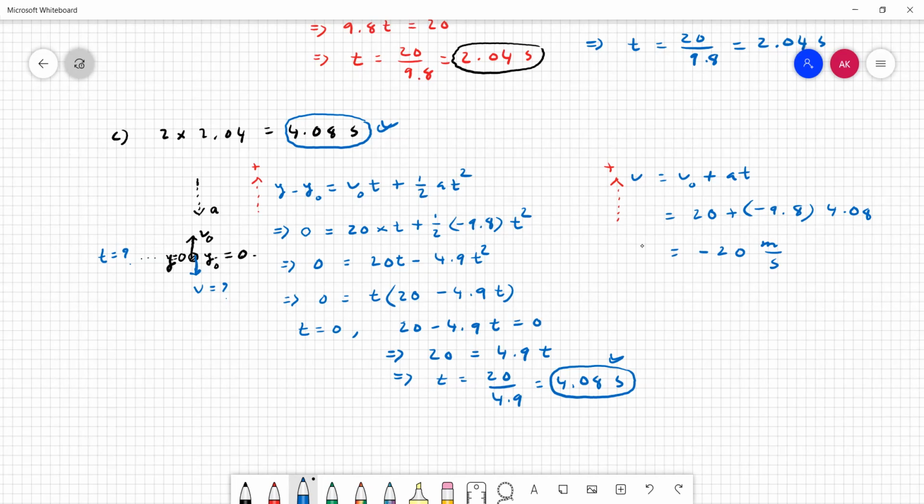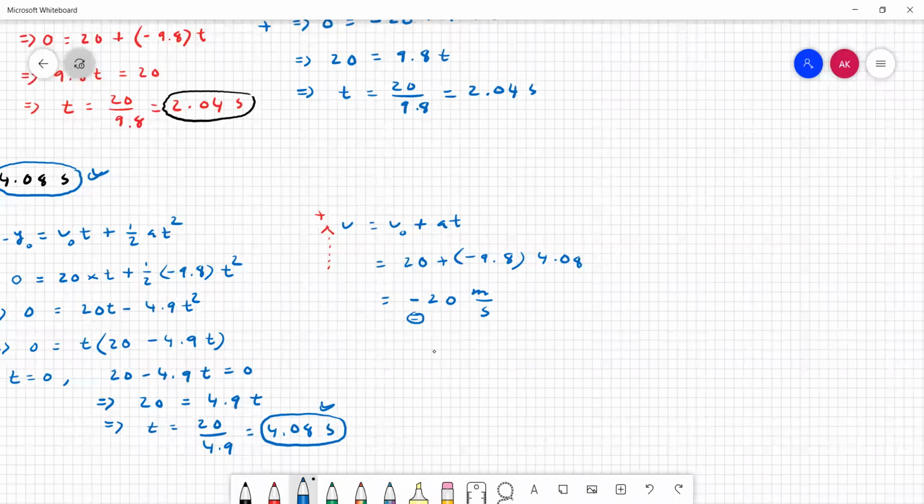It makes sense because if you look at the arrow, which direction have we drawn the final velocity? Downward. We are trying to find the final velocity downward, and as per our coordinate axis, any downward velocity must be negative. Any downward velocity must be negative 20 meters per second. So that's why we get a negative number.